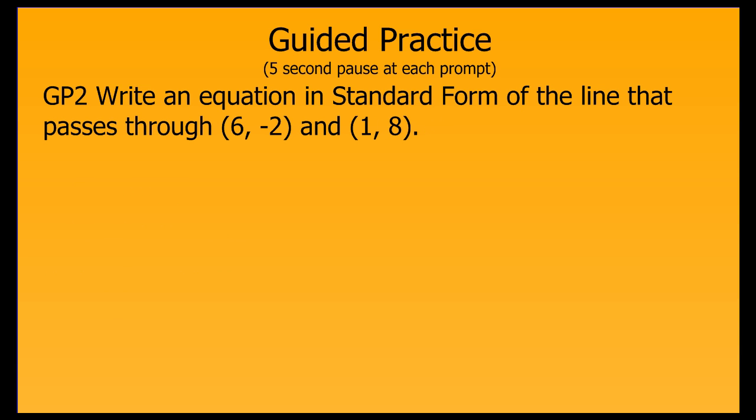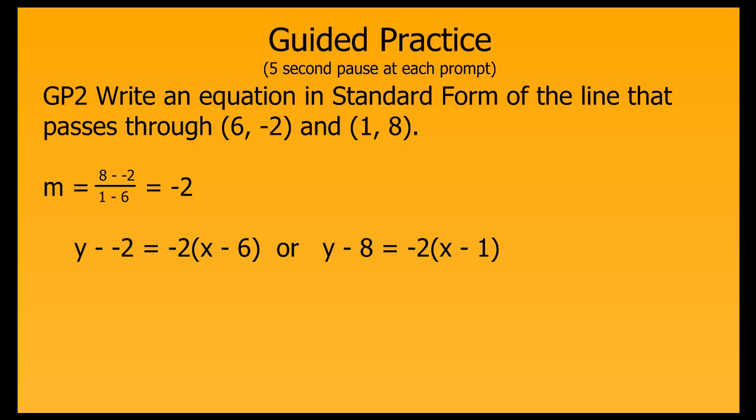Let's try another example. What are we trying to do here? Again, we're trying to write an equation in standard form, but this time we're given 2 points. So what do we need to do first? First, we have to find our slope. What's the next step? Now we substitute our slope and one of our points into point slope form. Remember, we can use either point.